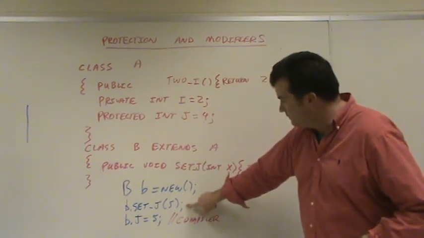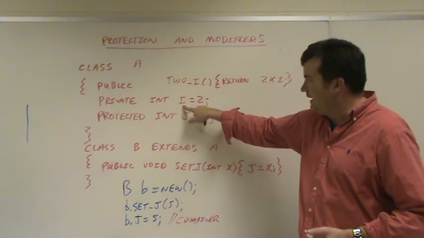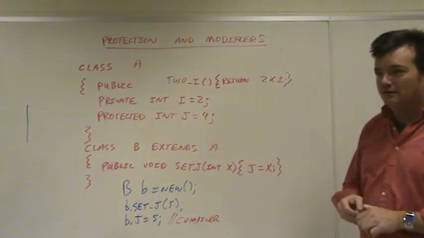But this one wouldn't. And then if we made a method in here called set I and tried to write on the field I, you can't. We didn't even inherit it. We never got it. It doesn't even know it's there.